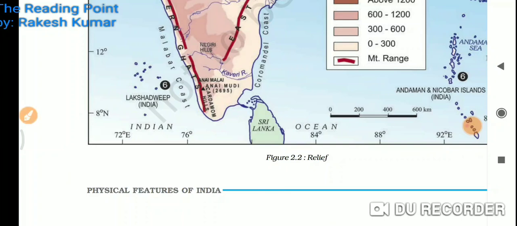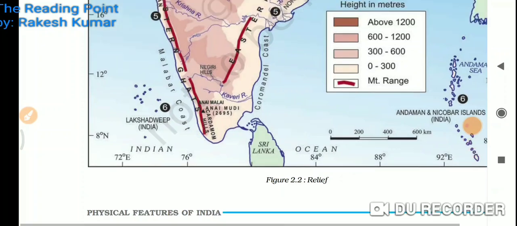Minicoy, with an area of about 5 square kilometer, is the largest island in the Lakshadweep group. The Andaman and Nicobar group stretches for a distance of about 600 kilometer from the Indian mainland. These islands are mountainous and covered with thick forest, and very few people live here.